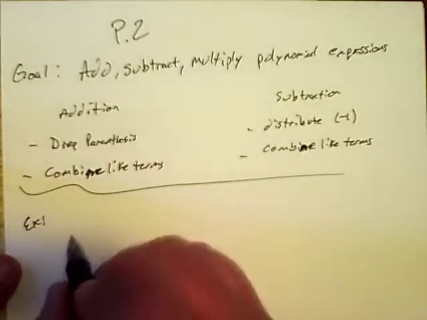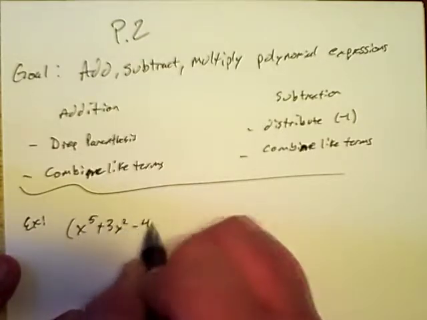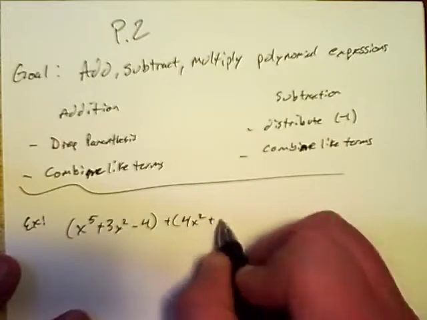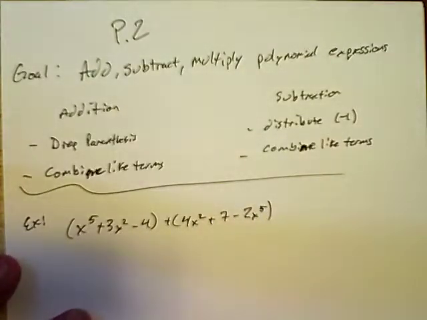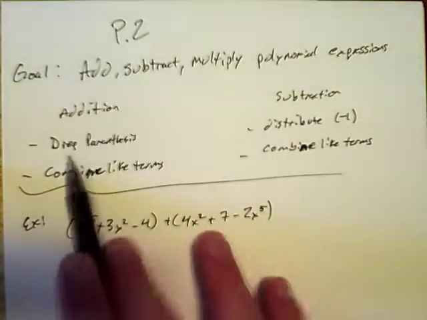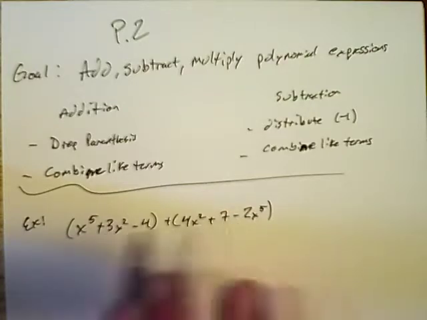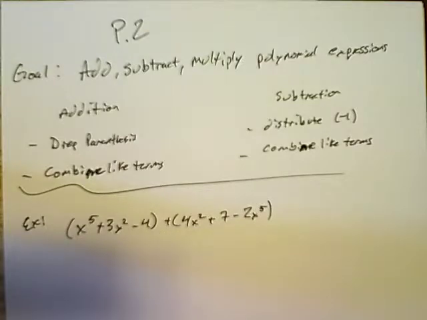So the first example we're going to do is x to the fifth plus 3x squared minus 4 plus 4x squared plus 7 minus 2x to the fifth. Now, are we dealing with addition or subtraction? That's a really good question. What I want to look for is what's happening between these two gigantic polynomials. Well, what's that operation right there? That operation says addition, right?